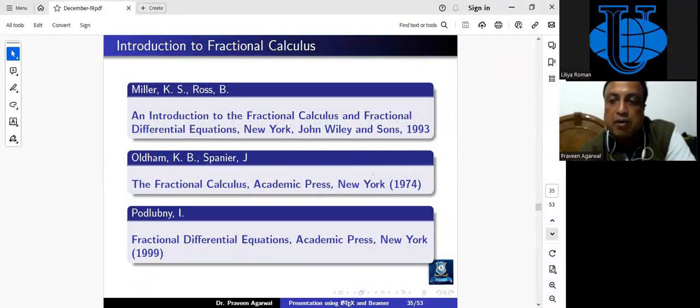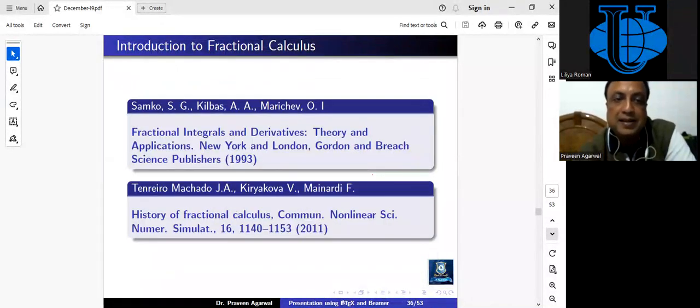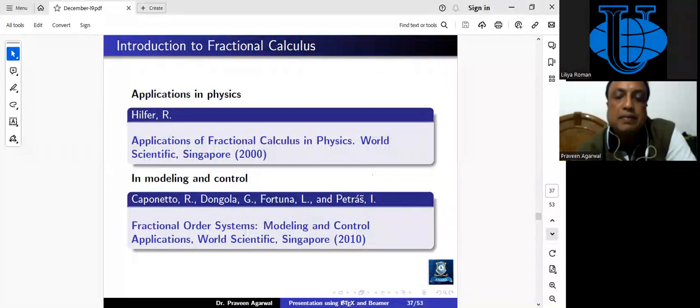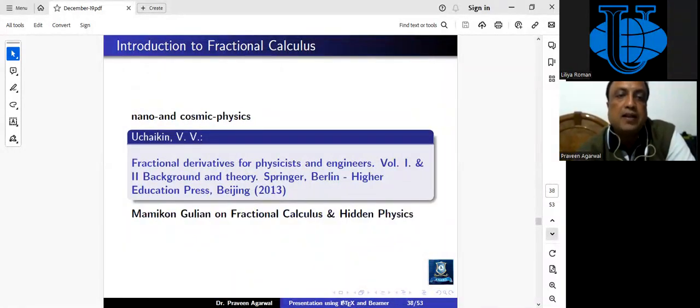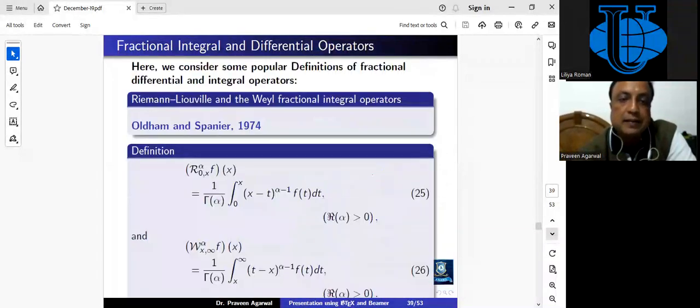It is also a very, very important book in this direction. Then Samko, Kilbas and Marichev developed a very good book. Then Machado, Kiryakova, Mainardi developed a very good book in this direction. Then Hilfer developed another monograph on the application of fractional calculus. Then in modeling and control, there is another book developed by World Scientific in Singapore in 2010. Then nano and cosmic physics is by V.V. Uchaikin. He developed two volumes, 1 and 2, in 2013. So there is a lot of development happening in this direction.